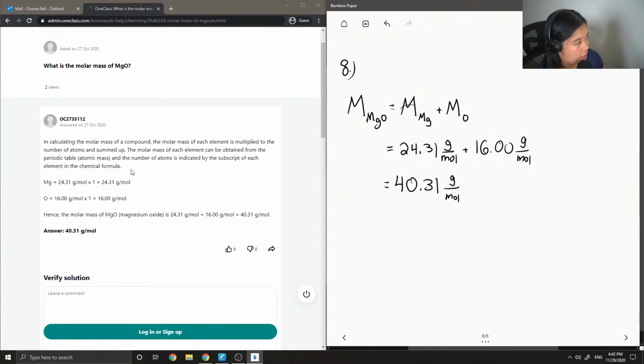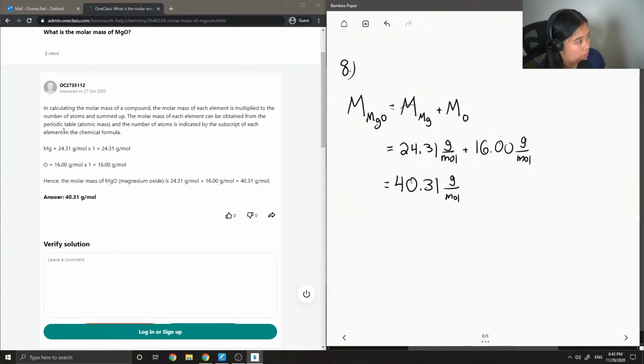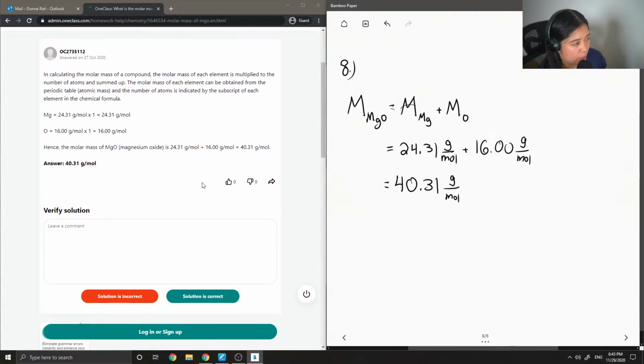Okay, so the junior tutor said, in calculating the molar mass of a compound, the molar mass of each element is multiplied to the number of atoms and summed up. The molar mass of each element can be obtained from the periodic table, in brackets atomic mass, and the number of atoms is indicated by the subscript of each element in the chemical formula. Okay, so they showed that we only had to multiply the atomic masses of magnesium and oxygen by 1, and then they added the values up to get 40.31 grams per mole. Okay, so this solution is correct.